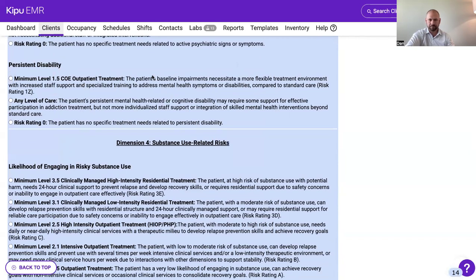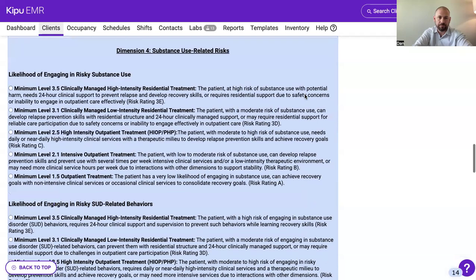Persistent disability. The patient's baseline impairments necessitate a more flexible treatment environment with increased staff support and specialized training to address mental health symptoms or disabilities compared to standard care. So again, minimum level 1.5, 100% of our clients are probably going to be there because the mental health component is probably the thing that's driving their addiction. So standard care is going to be you and I going to see an outpatient therapist, an hour a week, 2 hours a week. Clearly, that's not what's going to work for the client because they're showing up at our door.